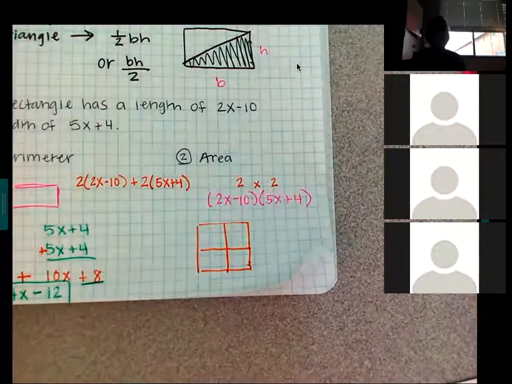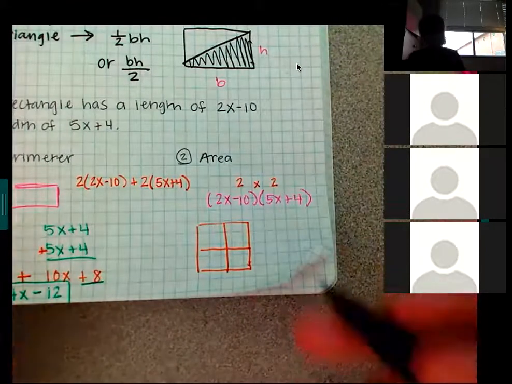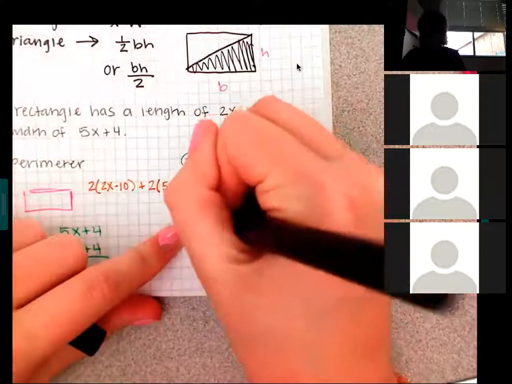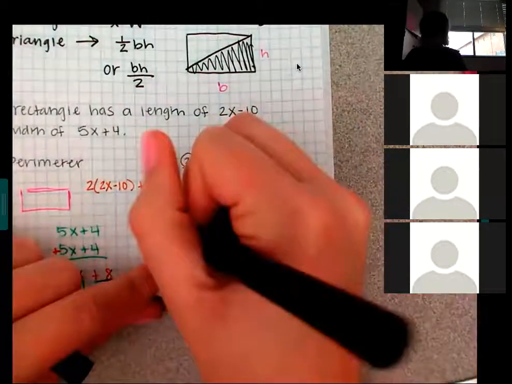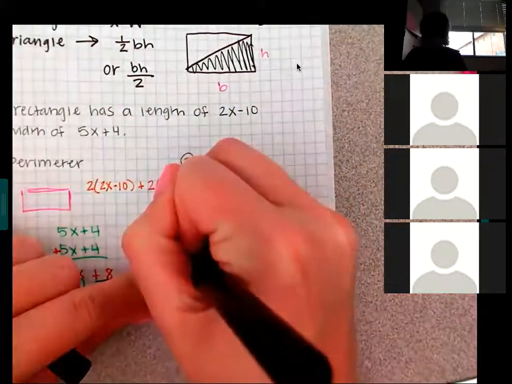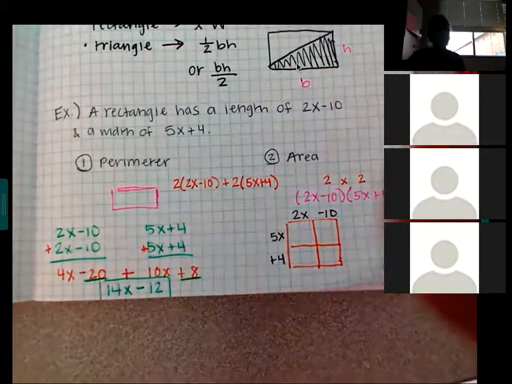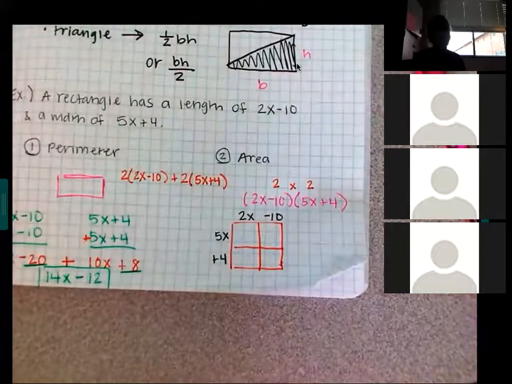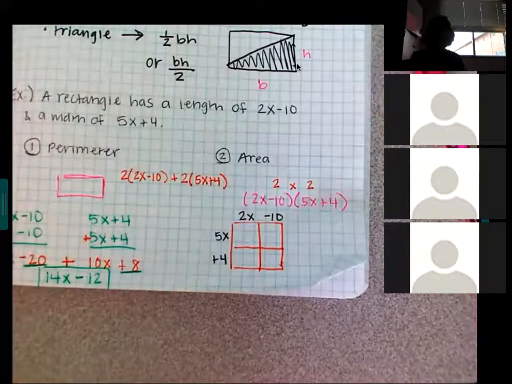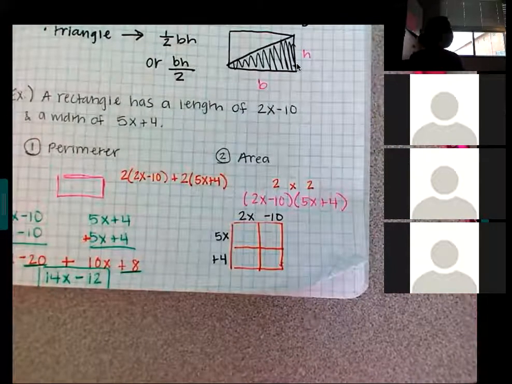Carter, you okay? Okay. Then I'm going to do 2x minus 10 times 5x plus 4. My book just slid on its own. That was weird. We got a ghost. And you're going to multiply the overlapping boxes. Josh, you with me? I know it was weird.